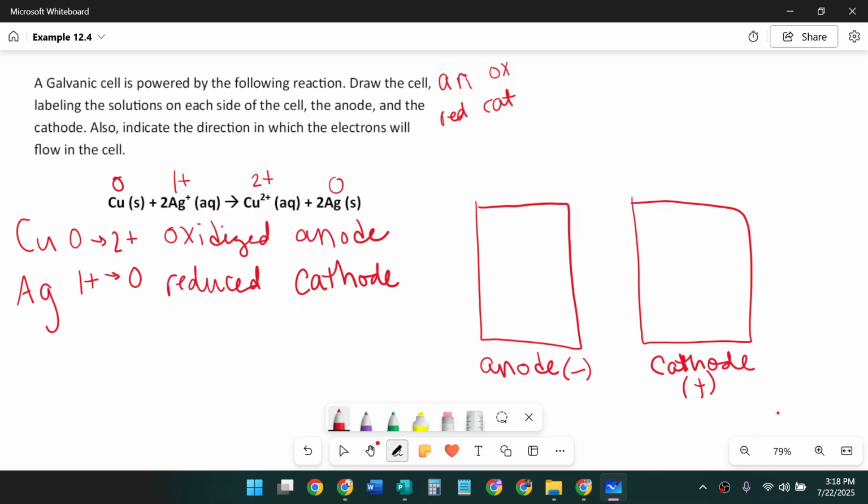Alright, so the one that is in the anode is the copper, so let's go ahead and start. And copper in this equation starts as a solid. So this is actually, let me get a different color so it doesn't combine with my other things. This is the copper electrode.